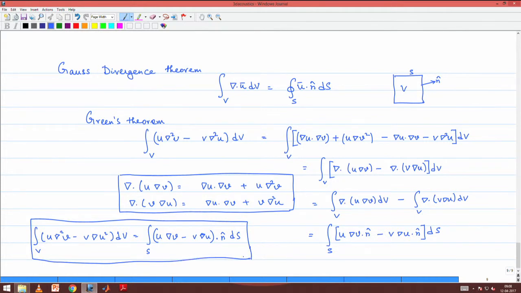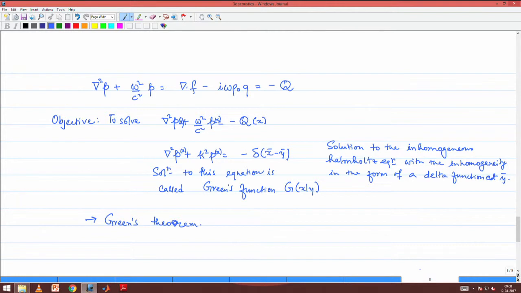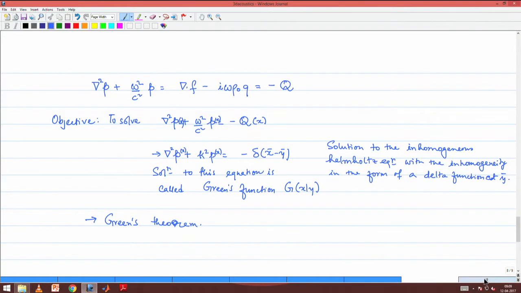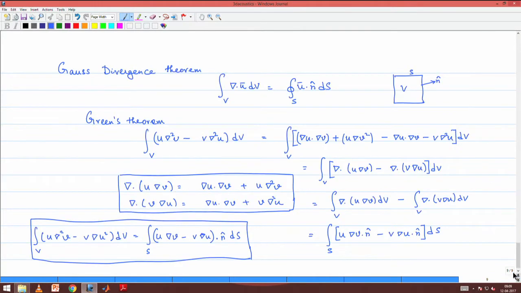In the last class, we introduced the notion of Green's function. Green's function, it was said, is the solution to this differential equation, that is, the inhomogeneous Helmholtz equation, the inhomogeneity being in the form of a delta function centered at a specific point y. The solution of this equation was called the Green's function. We will take it up from there now.